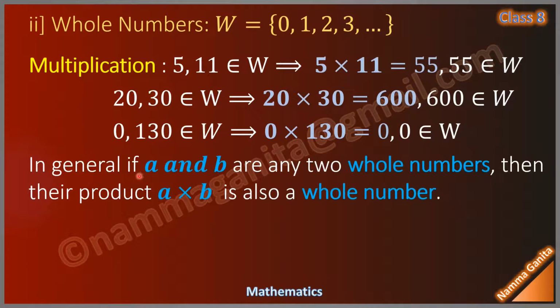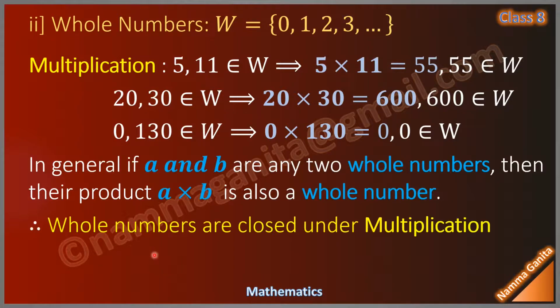In general, if a and b are any two whole numbers, then their product a into b is also a whole number. Therefore, whole numbers are closed under multiplication.